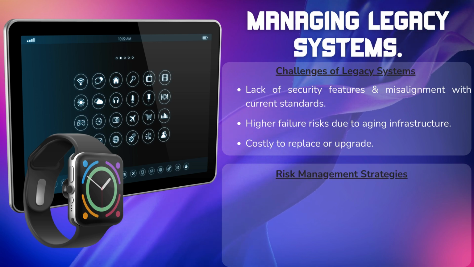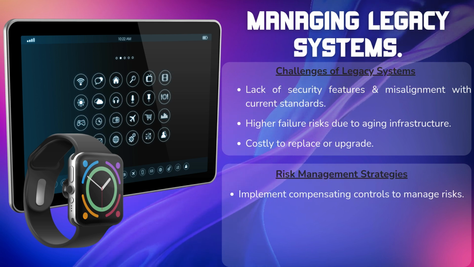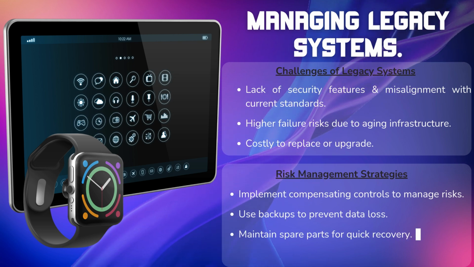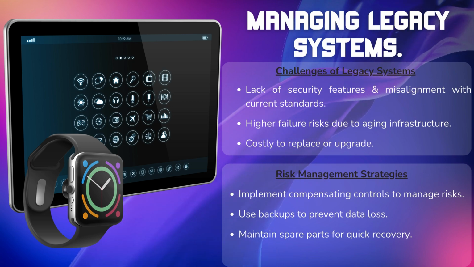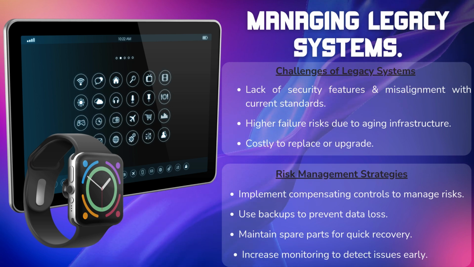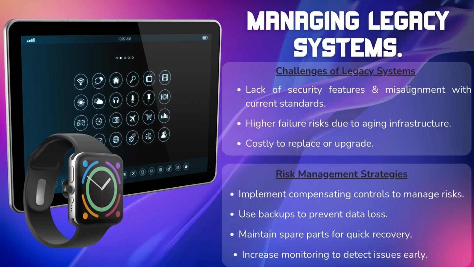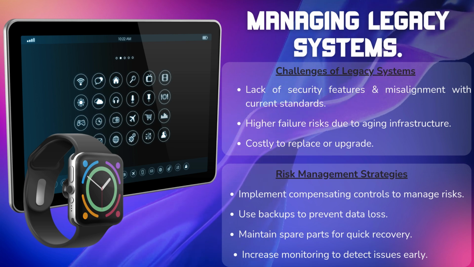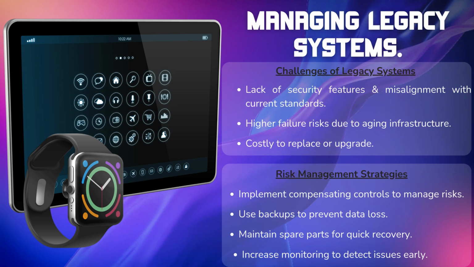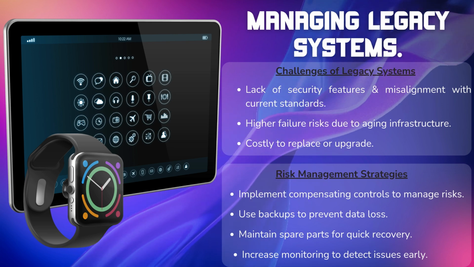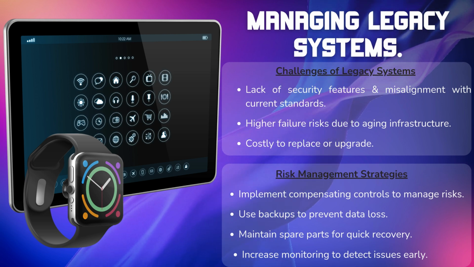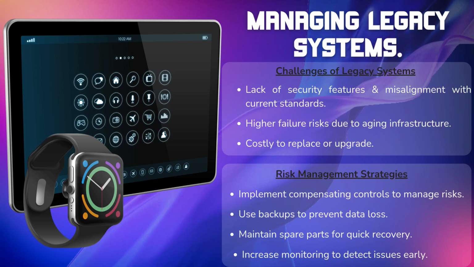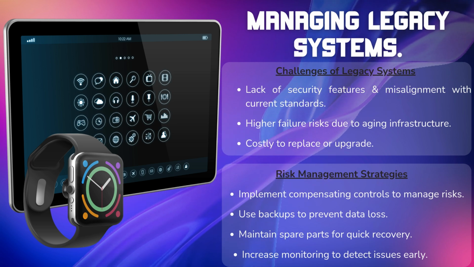Compensating controls, adding extra security layers like firewalls, encryption, or access restrictions. Regular backups. Ensuring data is backed up so that even if the system fails, information isn't lost. Spare parts. Keeping spare hardware to quickly replace any failing components. Increased monitoring, continuously tracking system performance to detect and fix issues early. In 2023, a UK water company faced a major cyber attack because they were still using outdated IT systems.